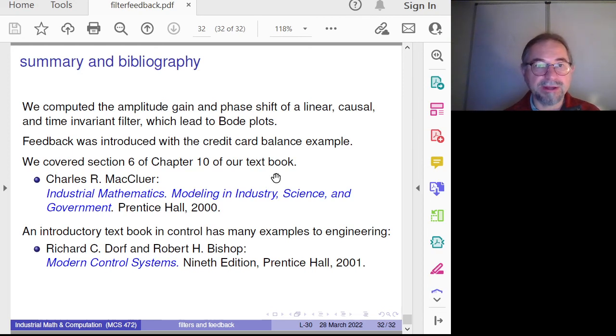Summing up for today, we stated, proved, and illustrated the application of the continuous version of the theorem on the Bode plots that we covered earlier in the course. We introduced feedback with the credit card example. We will cover more examples of feedback in the next lecture.